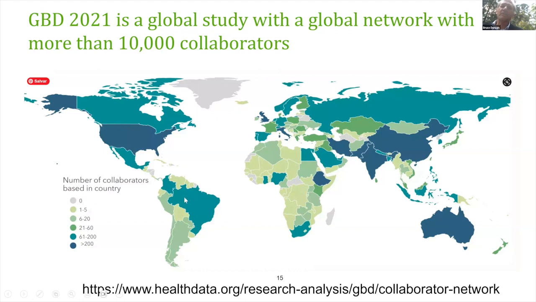So you can see countries like Brazil and Colombia and Mexico in Latin America have a large number of collaborators, upwards to 200. And then some countries have a tremendous number of collaborators. I think Ethiopia apparently has more than 1,000 collaborators.